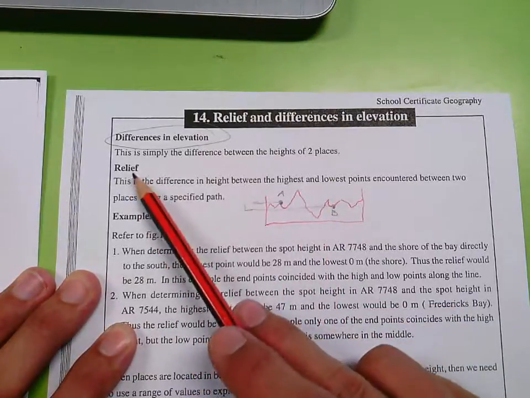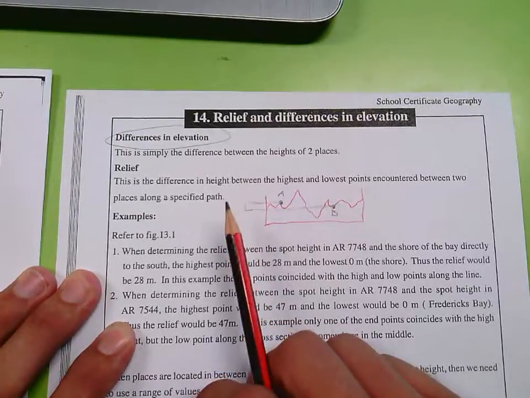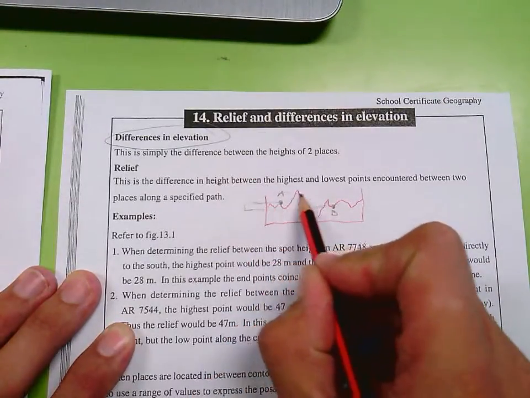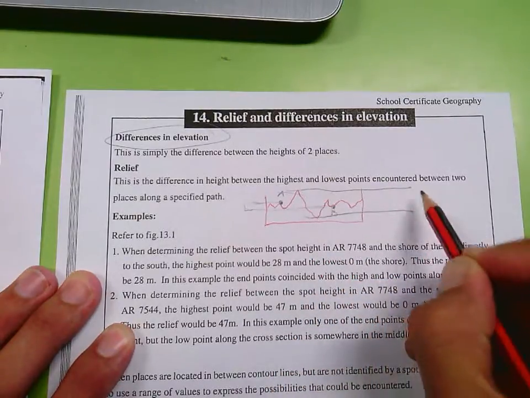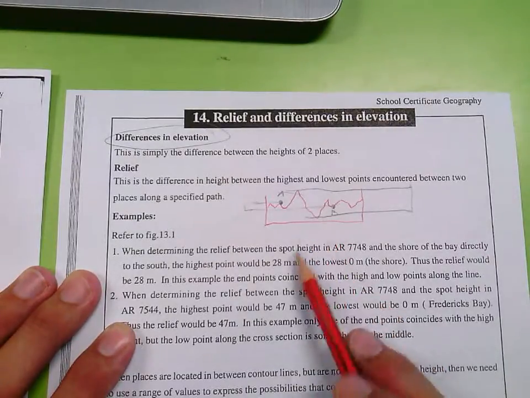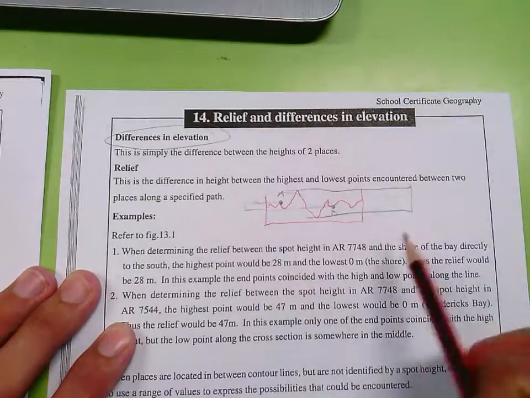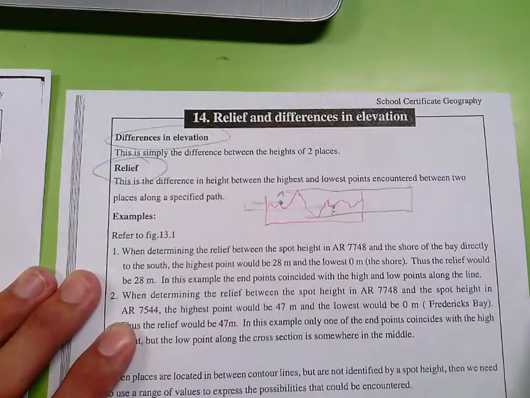Relief is a little bit different. Relief is kind of like if you were actually walking from point A to point B, what would be the highest and lowest point that you would encounter? So in that case, point A and point B are not necessarily your highest and lowest points between point A and point B. And so the difference in height between those is going to be what it's looking for in the relief. Okay?